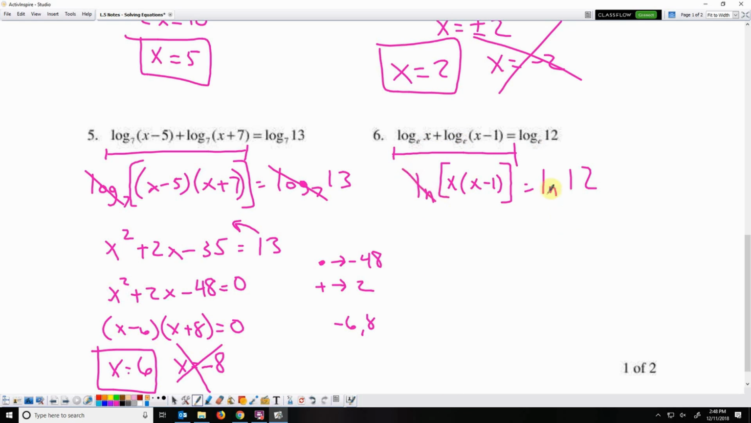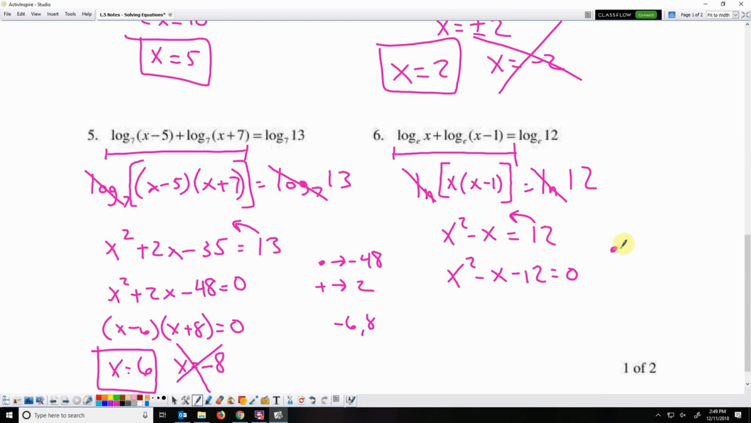Okay, I've got log base e or natural log on both sides, so I can drop those. And then I'll distribute: x squared minus x equals 12. Since I have an x squared and an x term, I'll set equal to 0. x squared minus x minus 12 equals 0.